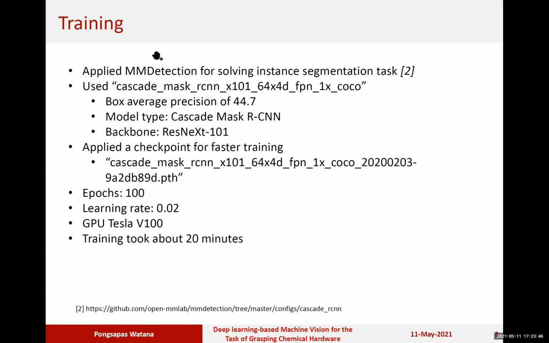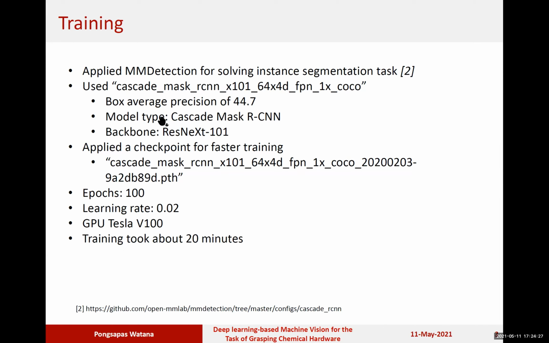In our training, we apply MMDetection for solving instance segmentation because MMDetection is an alternative to part of TensorFlow and PyTorch. However, MMDetection is based on PyTorch, and these two already provide over 200 model inference code and pre-trained weights.